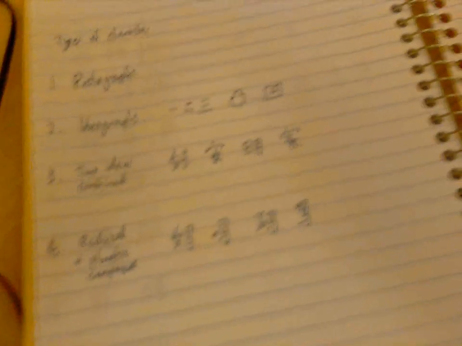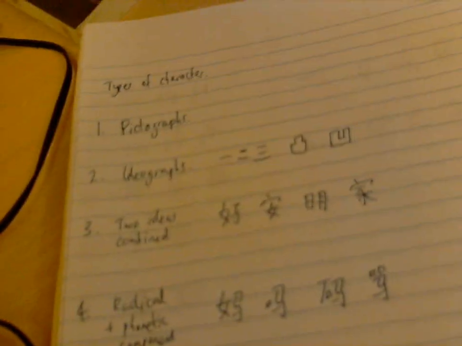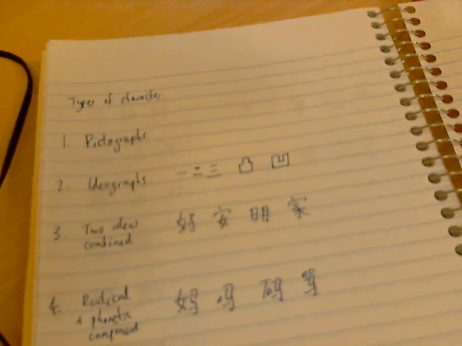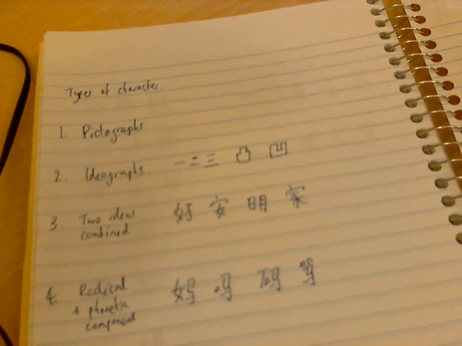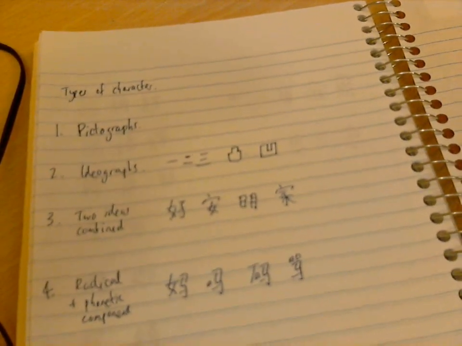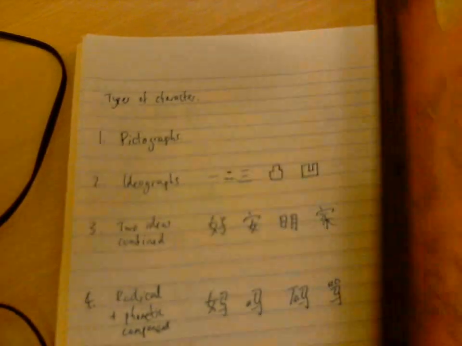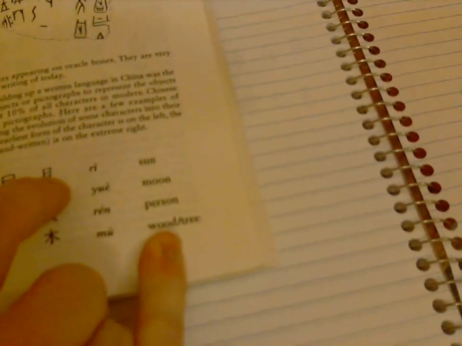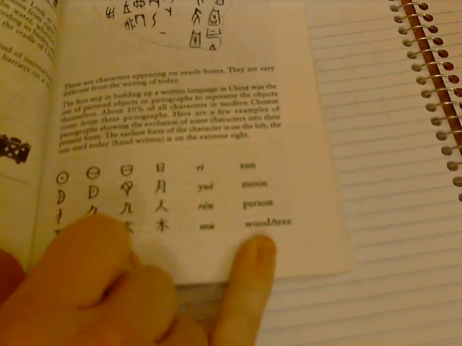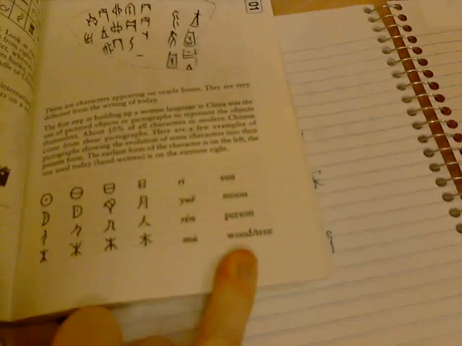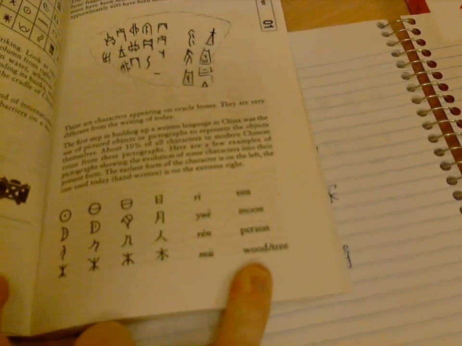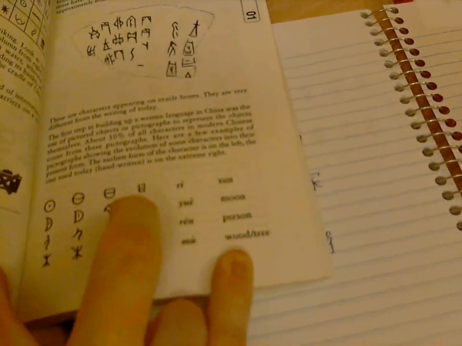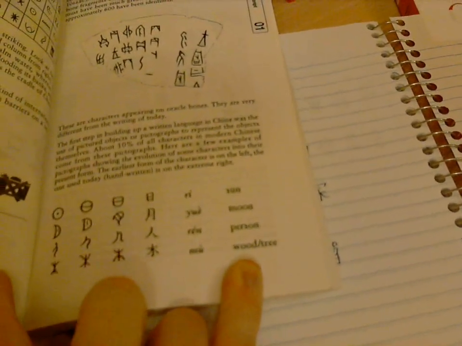So there are really four types of characters. Now the first type of character is a pictograph. So this means a picture of an actual object which has been represented in Chinese. So if we look at some examples here, first of all we have this character here, which means sun. The first row comes from a picture of the sun. 日 means sun.